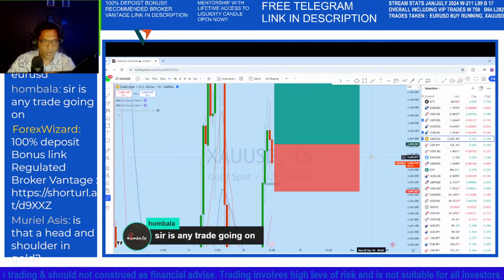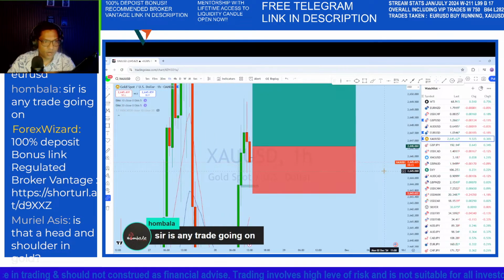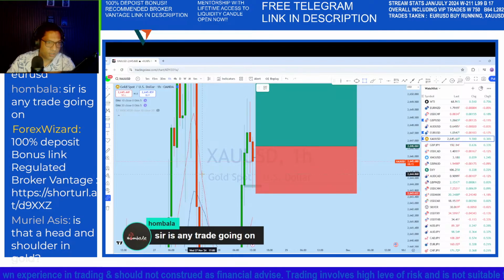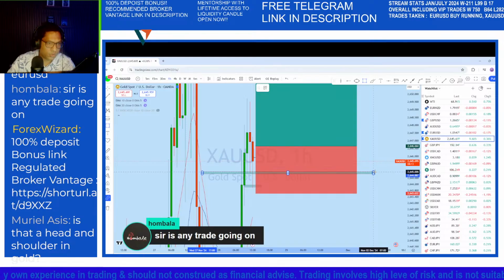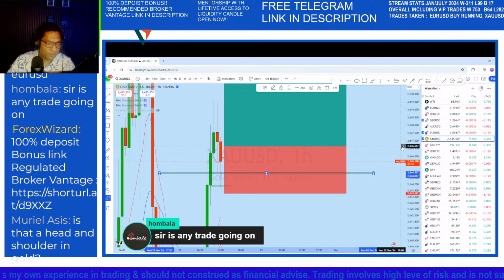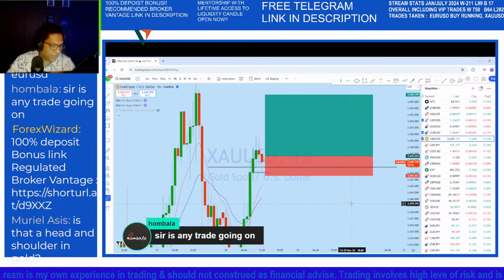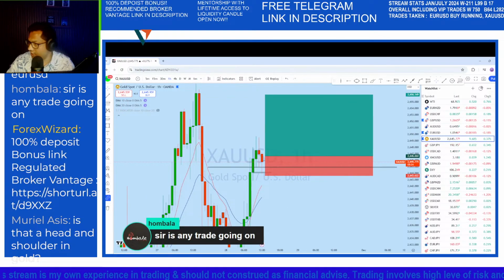So EURUSD and XAUUSD, this market is currently trying from this level, and I think that we should see the candle close above this level, which will basically give a probability for upside here.